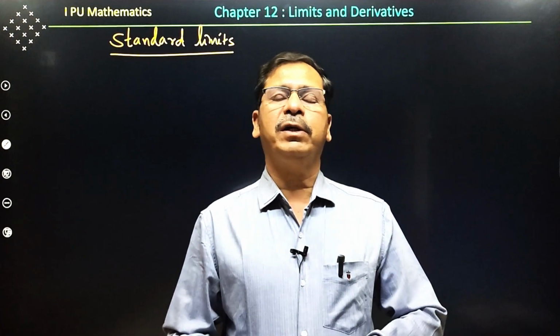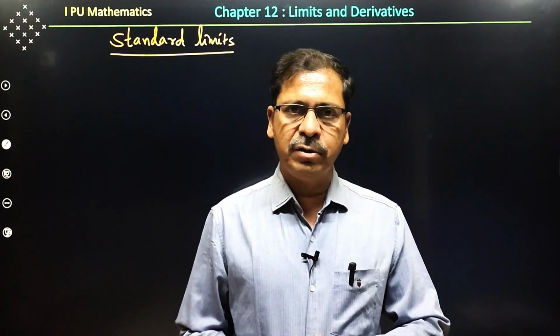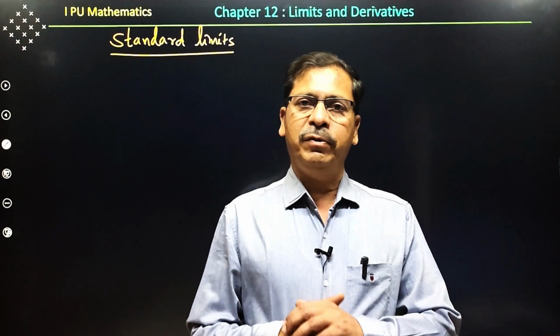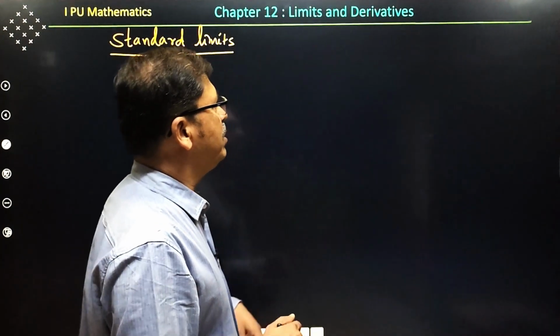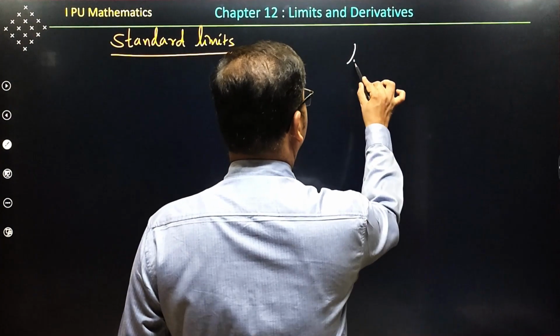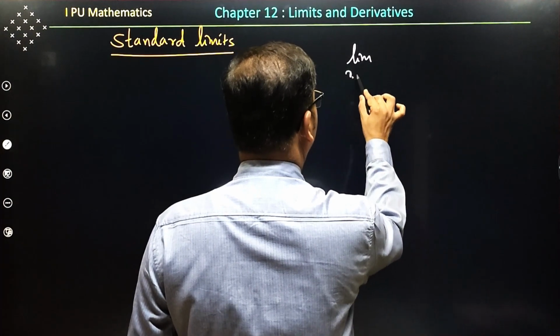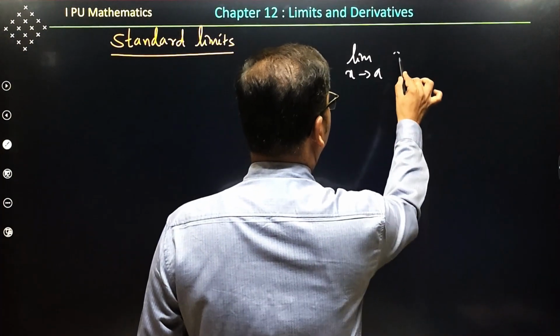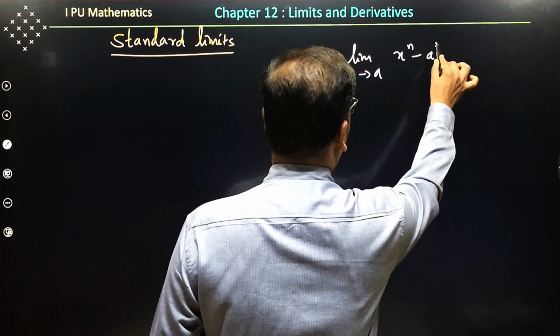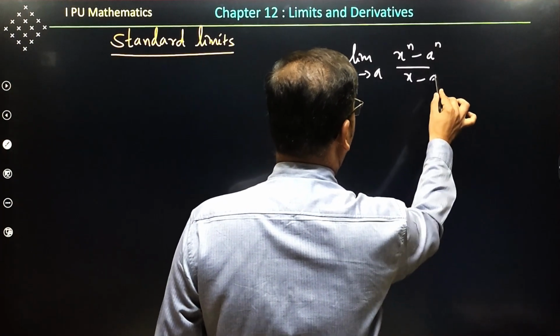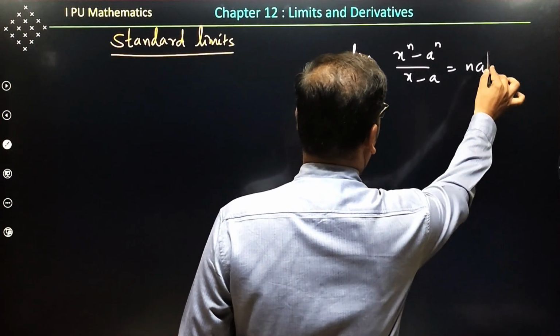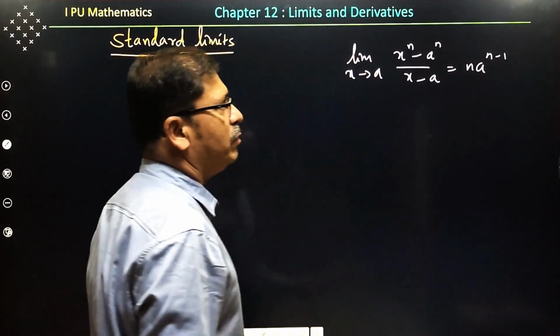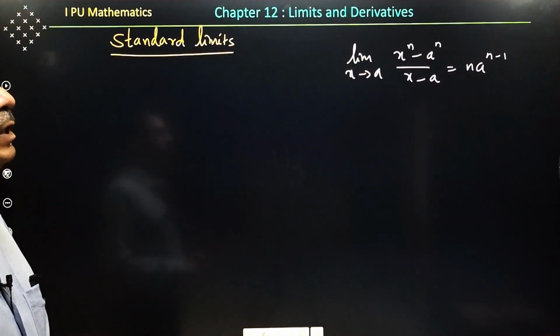Welcome students, let me continue our next class on limits and derivatives. In the previous class we discussed the standard limits, and we have already discussed this limit: as x tends to a, (x to the power n minus a to the power n) divided by (x minus a) is equal to n a to the power n minus 1. This one we have already studied and the proof is also completed.